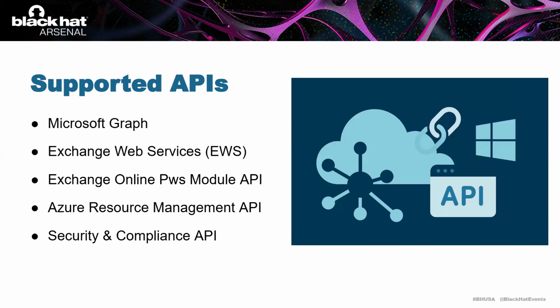Now, once the token is obtained, we need to interact with the Microsoft Cloud. We can do this by leveraging multiple APIs, like the Graph API, Exchange Web Services, Azure Resource Management API, and Security and Compliance API. My goal is to be able to interact with as many APIs as possible so we can have a larger action space.